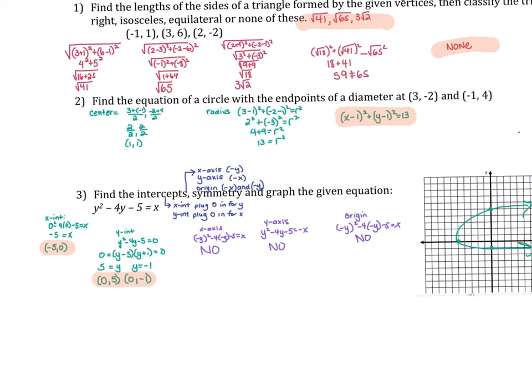And then 3, the intercepts were -5, 0, 0, 5, and 0, -1. And then it was not symmetric to the x-axis, the y-axis, or the origin. Anybody have any questions on any of that so far? Anybody still coming down? Okay.